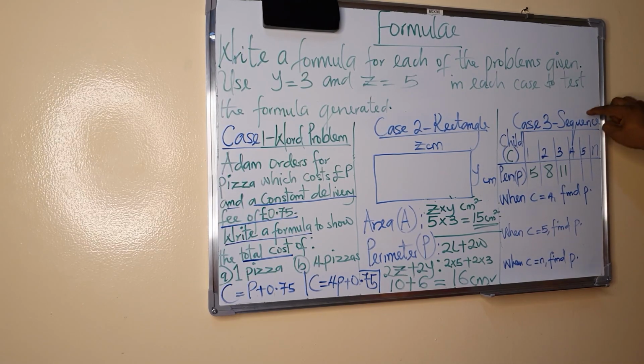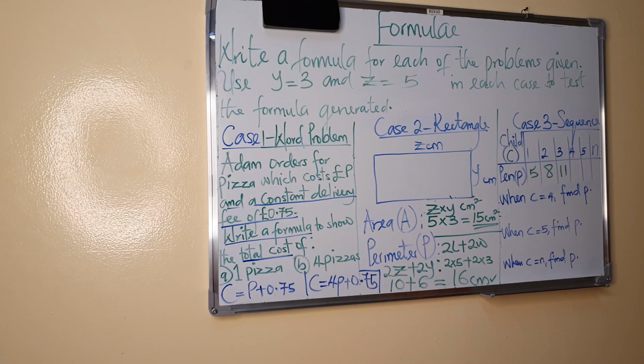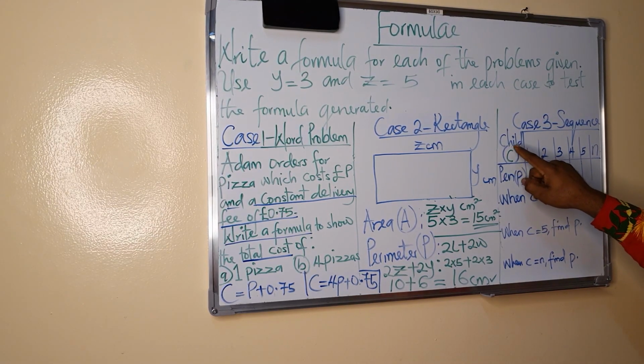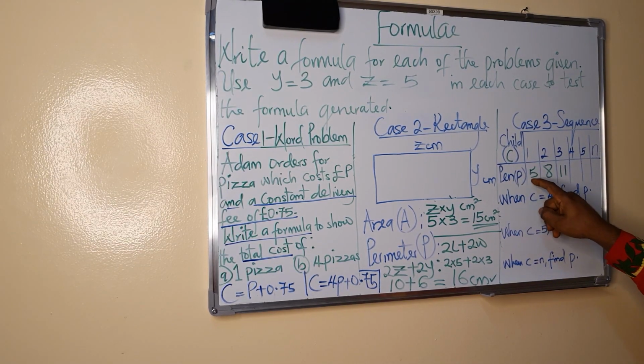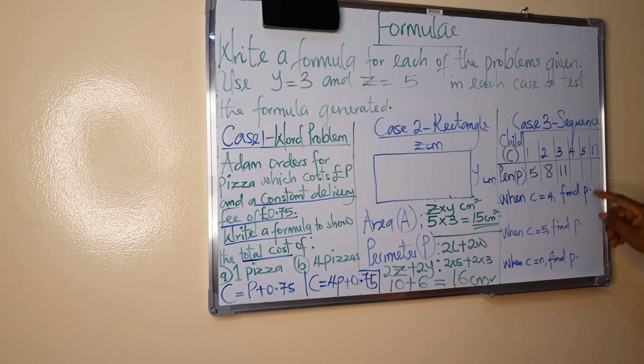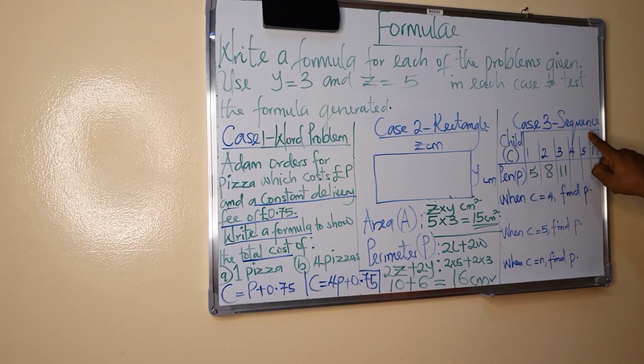The last case is a case of sequence. Sequence is a set of numbers or a set of expressions that have similar distances from each other. All right. We have number of children here: child 1, child 2, child 3, child 4, child 5, child n. And then you notice that as the number of children are increasing, the number of pen given to each of the children is also increasing. Our expectation here is first, when c, that is when we are at child 4, find p, find the number of the pen.